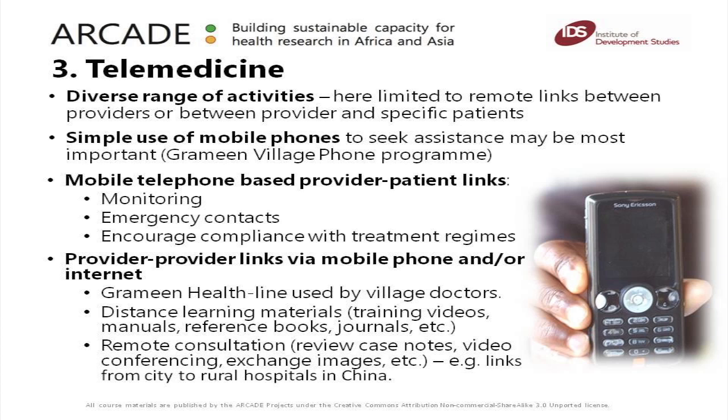And these can be national. For example, I work quite a lot in China, and there are links from city hospitals to rural hospitals in many provinces. Or it might be international. For example, there's a link between Moorfields Eye Hospital in London and a number of sub-Saharan African countries to compare notes on particular eye conditions.